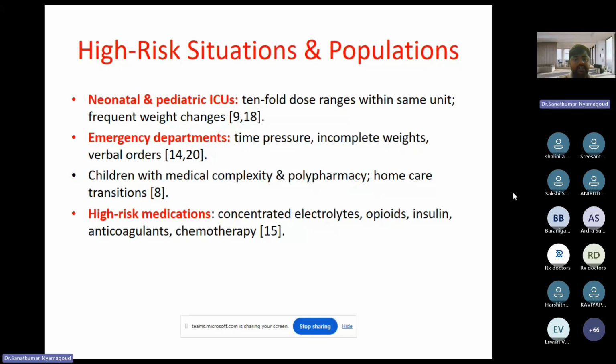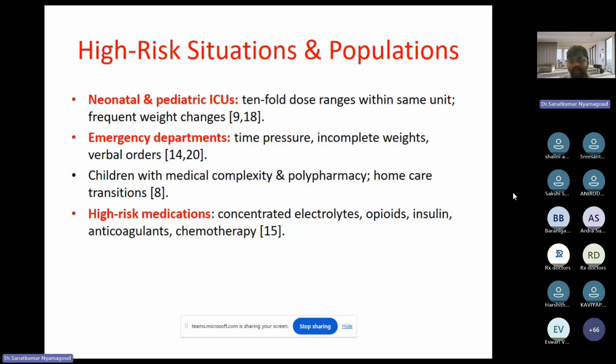The second high risk situation in hospitals is emergency departments. What happens in emergency departments is that most of the time many patients come with very critical cases, critical conditions.